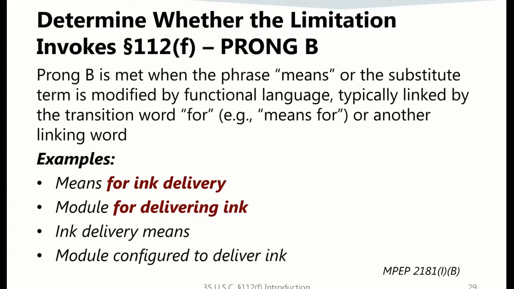It is not required that the transition word "for" be used to link "means" or the substitute term to the function. Other linking words can be used, such as "so that" or "configured for," provided it is clear that a function is being recited. In certain circumstances, it is also not necessary to use a linking word if other words used convey the function without imparting structure. Examples are "ink delivery means" and "module configured to deliver ink."